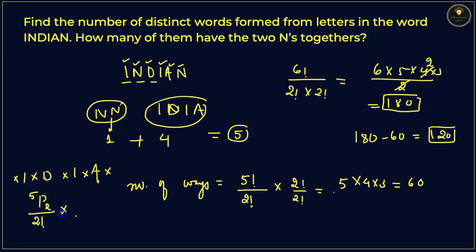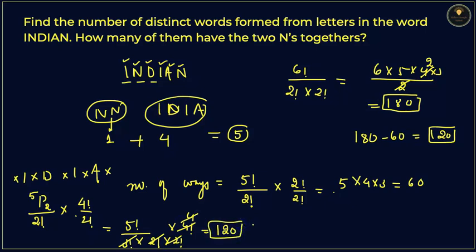Now in the second case, since there are 4 letters, that is IDIA, we will write 4 factorial by 2 factorial. So we'll solve this one. You will get 5 factorial by 3 factorial, and here you will write 2 factorial into 3 factorial. Can cancel this one. 4 twos and 2 will get cancelled. You will get the value as 120. So either you are getting the answer from this side or from this concept, you will always get the same answer.